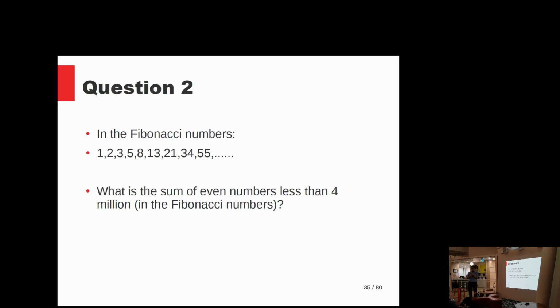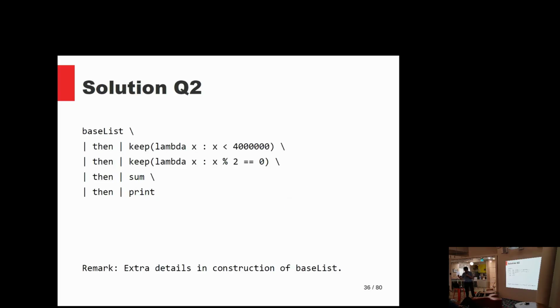So for example, question number 2: in this list of Fibonacci numbers, what is the sum of the even numbers less than 4 million? You have a list of numbers. What is the sum of the even numbers less than 4 million? My solution, again, you can do it in pandas, you can do it in list comprehension. My solution would look like this. You need to do some construction of the original list first, and then afterwards you can just do this step-by-step process.